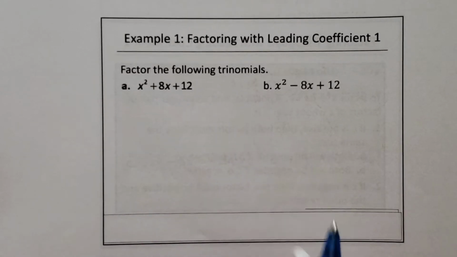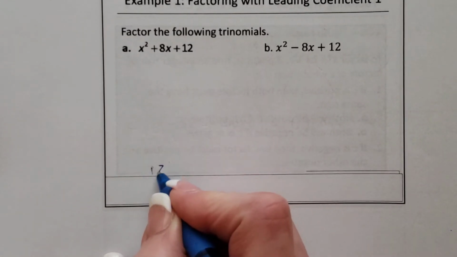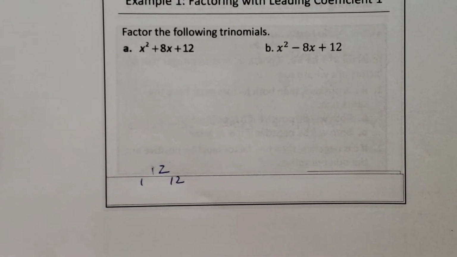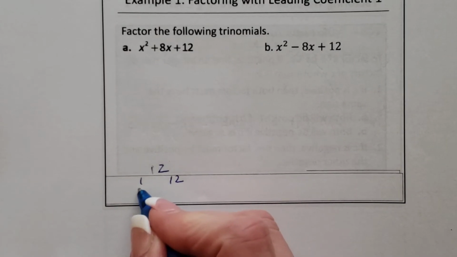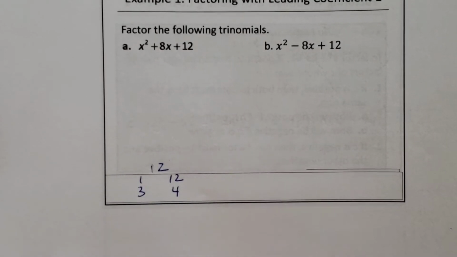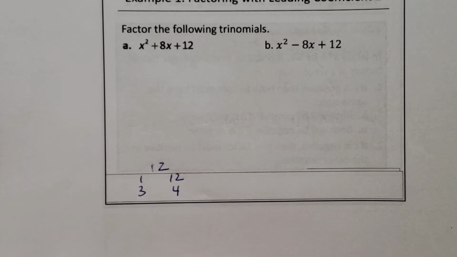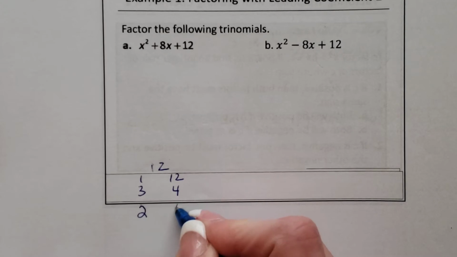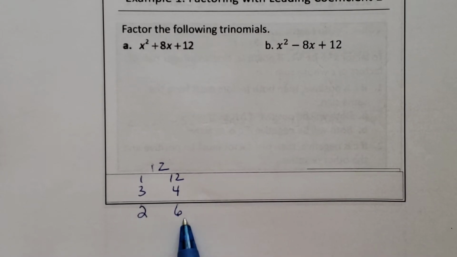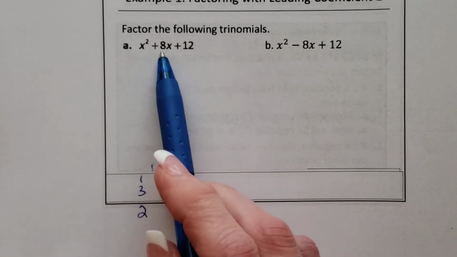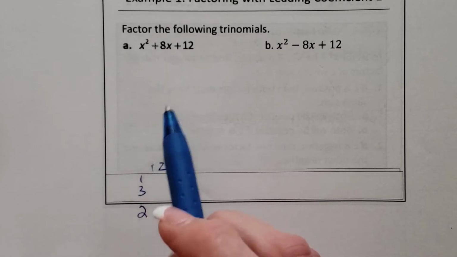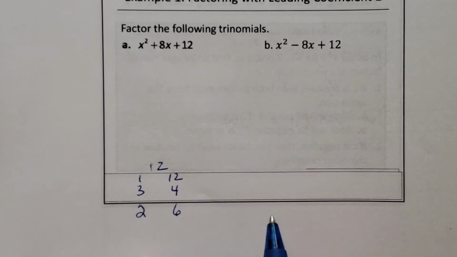What are the factors of 12? The factors of 12 are 1 and 12. There's no way to add or subtract 1 and 12 to get 8. We also have 3 and 4. Can we add or subtract 3 and 4 and get 8? No. But what about 6 and 2? 6 times 2 is 12, and 6 plus 2 is also 8. That's what we want: two numbers that multiply to 12 and add to 8. So the two numbers are 6 and 2.